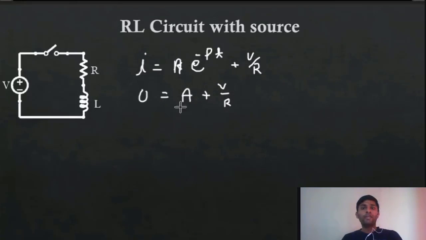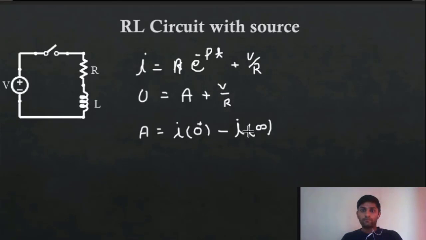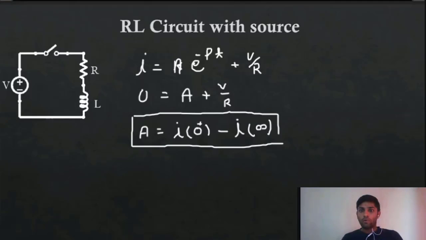To get the value of A directly without using this equation, you can observe from this relation that this is the value of i at 0 plus, and this is the value of i at infinity. So the value of A is given by i at 0 plus minus i at infinity. By having this equation, we can get the relation over here.